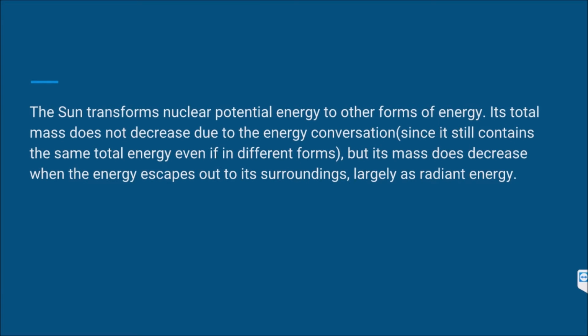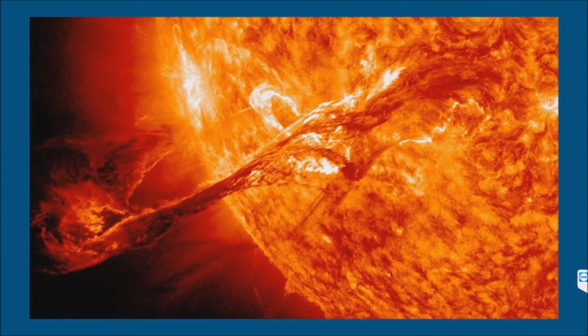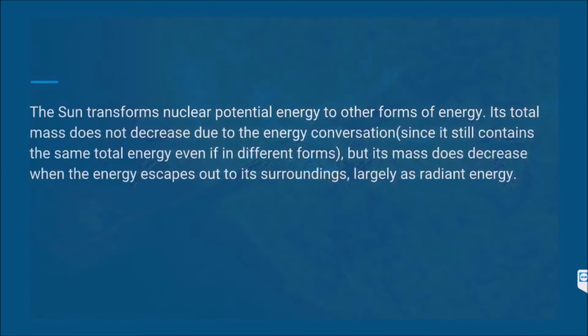Its total mass does not decrease due to these energy conversions, since it still contains the same total energy even if it's in different forms. But its mass does decrease when the energy escapes out to its surroundings, usually as large emissions of radiant energy. Here we see a picture of what those emissions of radiant energy would be, also known as solar flares.